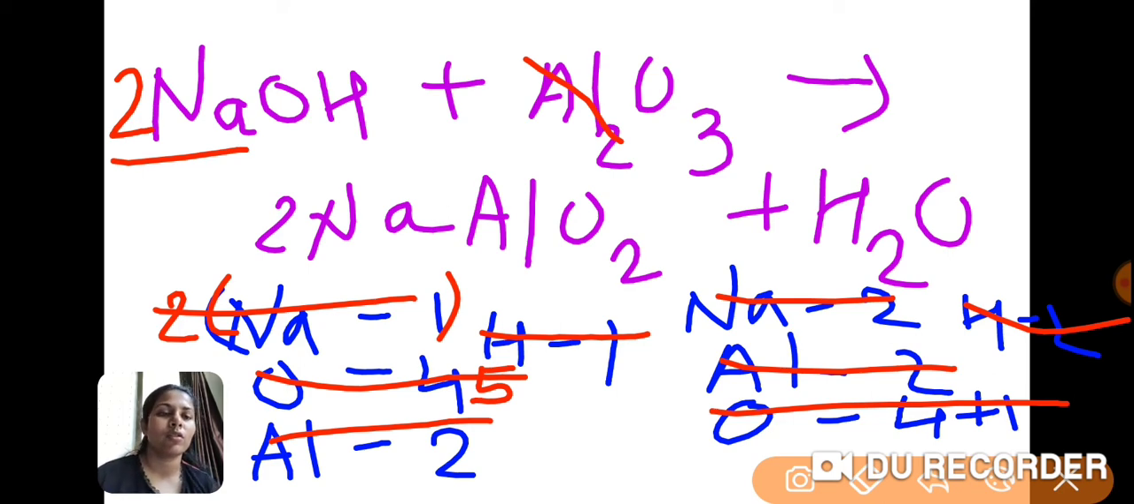In tomorrow's or the next lecture, we will study the types of chemical reaction, 5 types. So we will do that, and the effect of chemical reaction. These 2 topics of this chapter are left. So in the next lecture we will do that, and then we will do the exercise part. Okay. Thank you all.